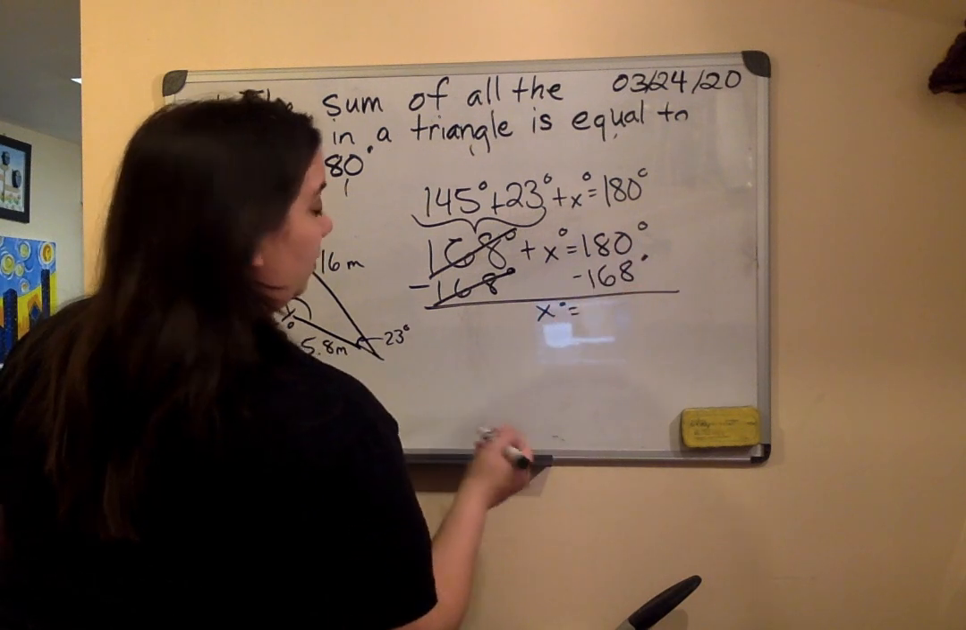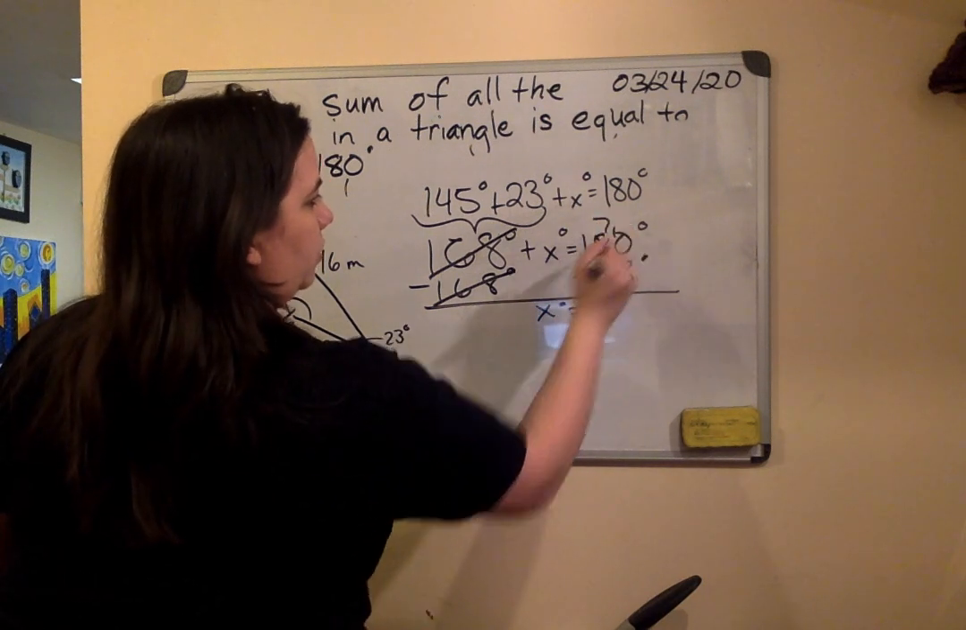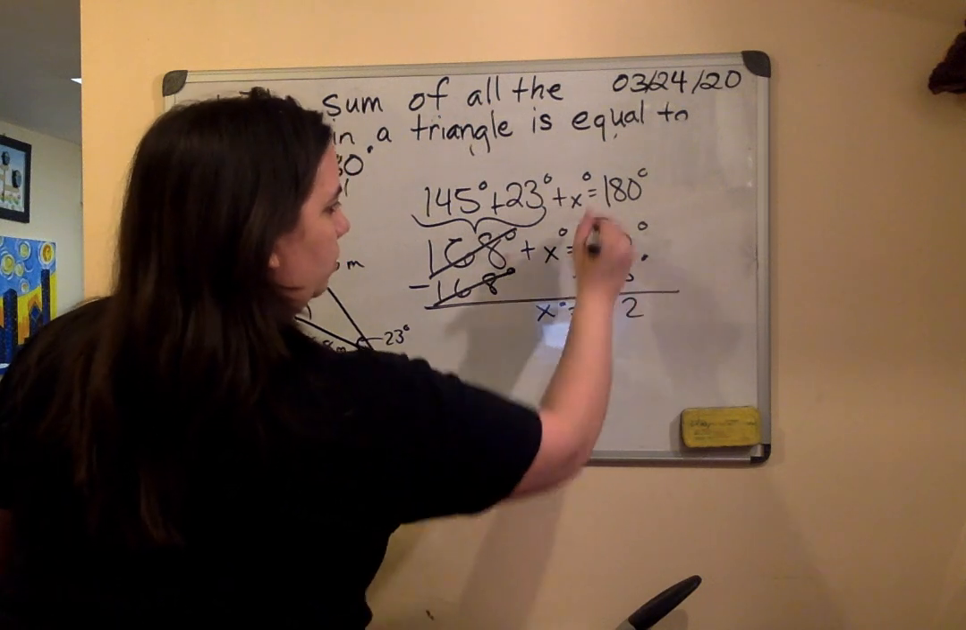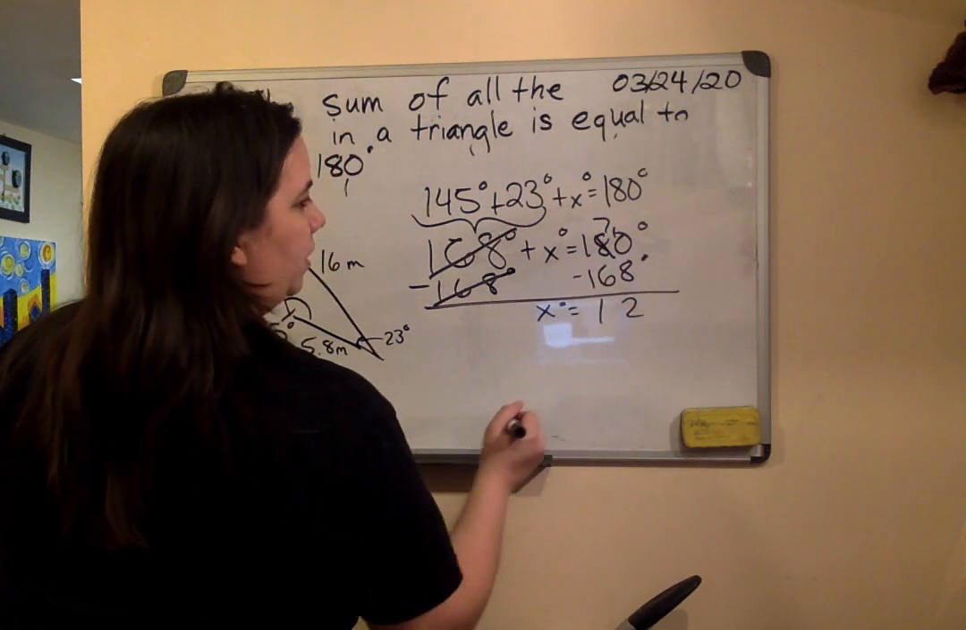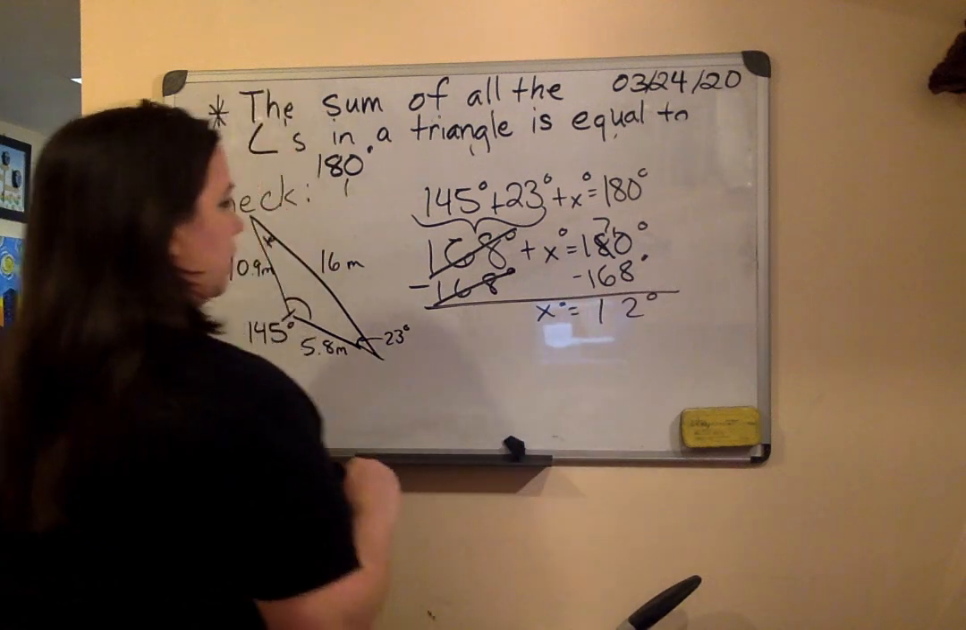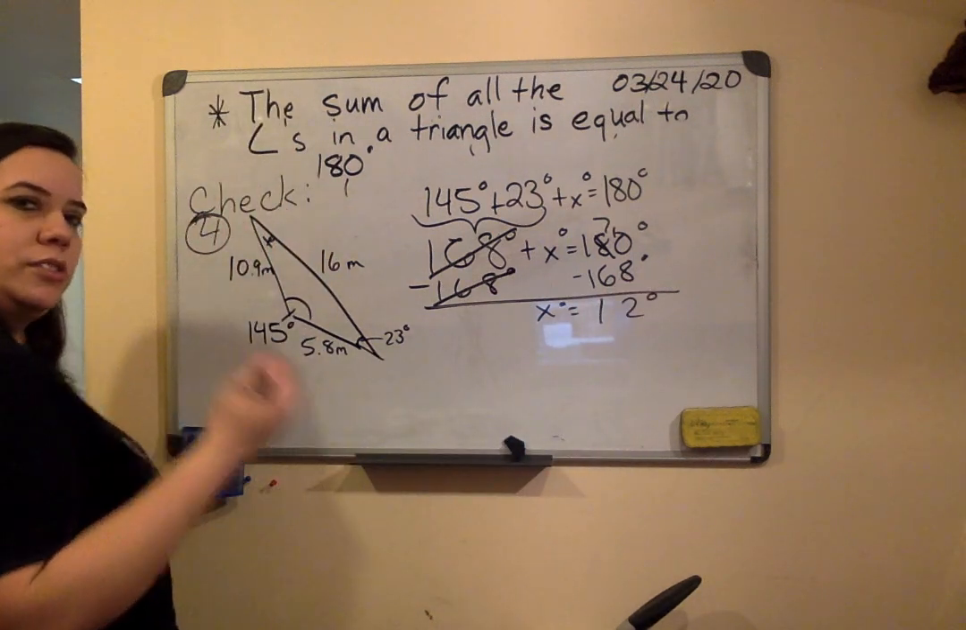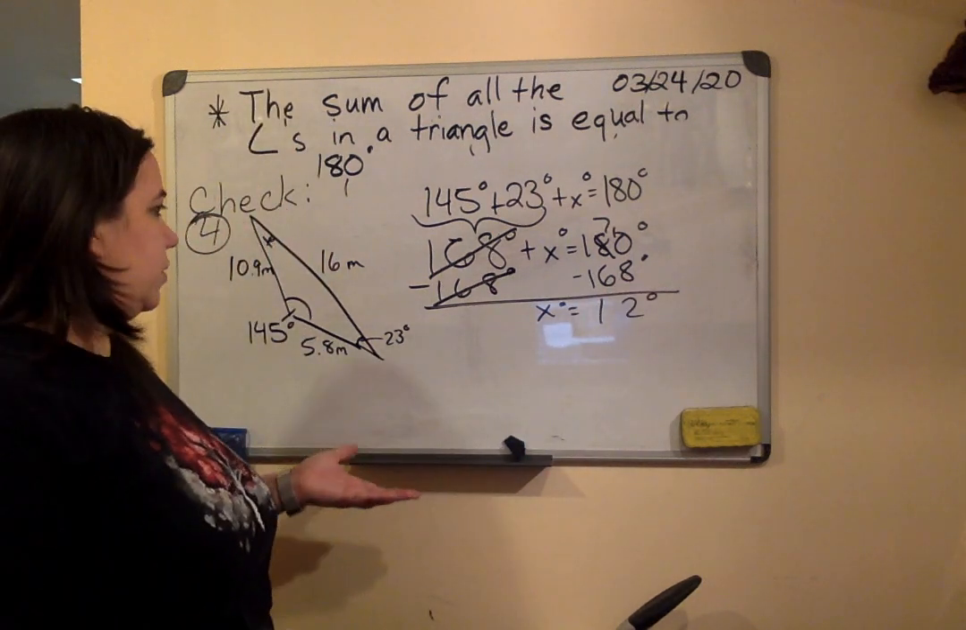0 minus 8 can't do. So 10 minus 8 is 2. 2 and 7 minus 6 is 1. That gives me 12 degrees for x. So, we solved for x.